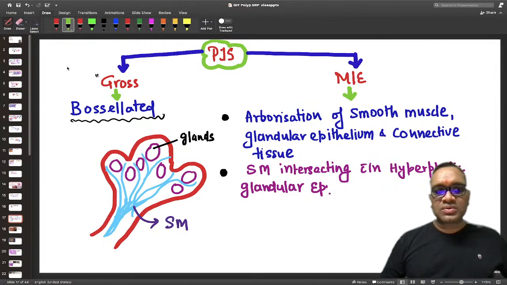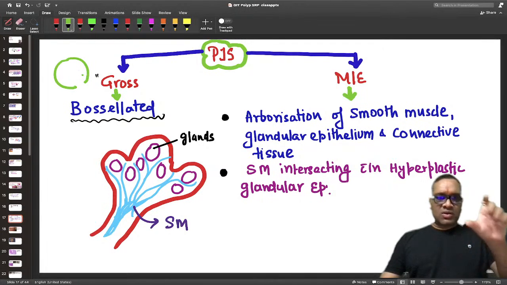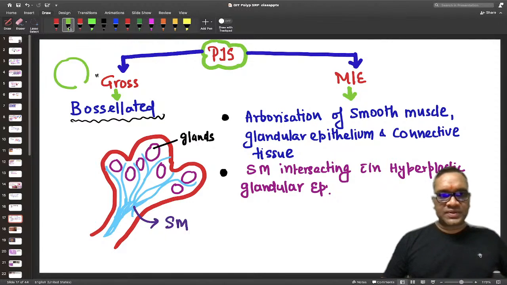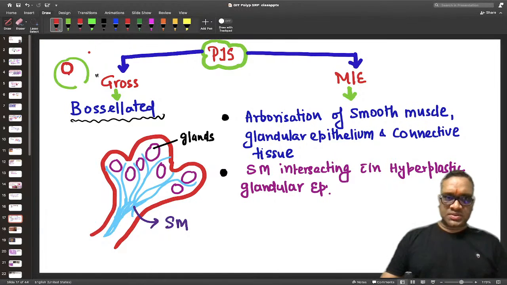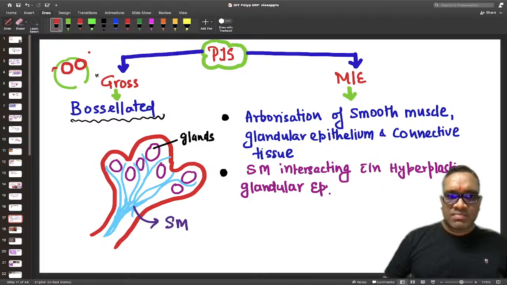Bosselated means you are going to see one mass, right? See, there is one office. This mass is like one office, right? And when you see there is only one boss in this office, that will be called a boss. But when you see multiple bosses in the same office, that will be called bosselated.